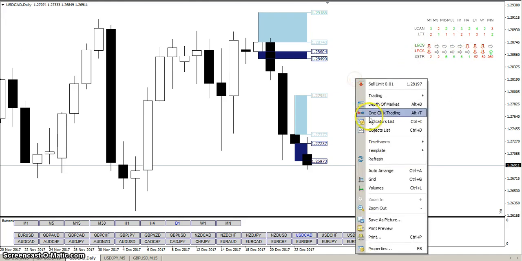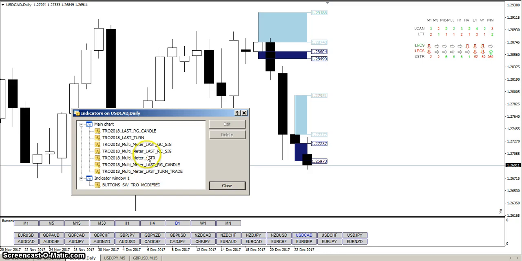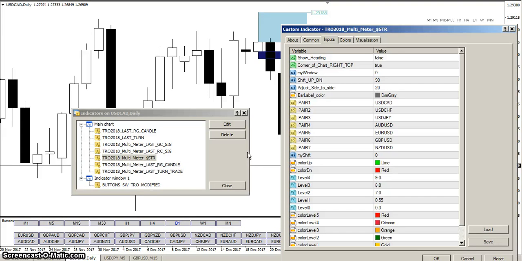Now the final one here, you see here's all the multimeters, is the multimeter for dollar strength. Now, I know there's a bunch of strength meters out there, and they usually use like 24 pairs or 25 pairs or 28 pairs. And I got to thinking about something. You're basically counting some pairs twice. Because if you've got the Euro USD and USD Japan, well, the Euro Yen is just a synthetic mix of the Euro USD, USD Japan. So there's no point in counting that again, at least.